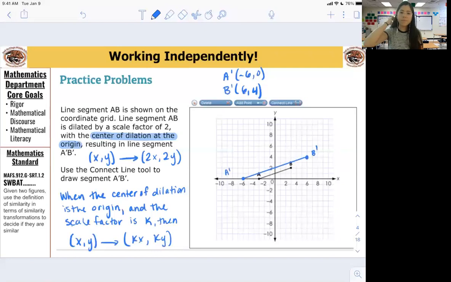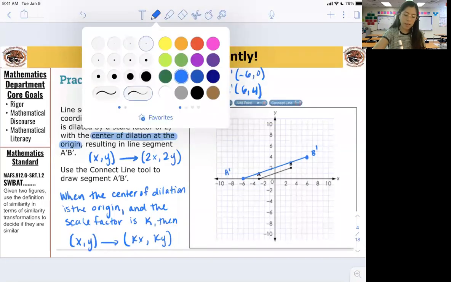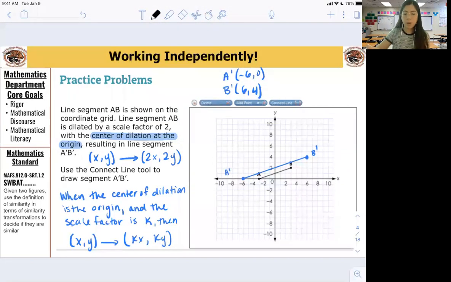There it is. Okay, and just things to remember, remember what I said a little bit ago: the center of dilation is the point where all of these are going to converge. So if I connect B and B prime and I connect A with A prime, they're always going to meet up at the center of dilation. And you can always check for that.